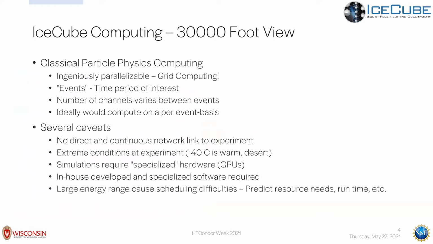So from a 30,000 foot view, this means that IceCube is mostly classical particle physics computing. This means it's pleasantly parallel, or embarrassingly parallel. There are these events, or time periods of interest. But the issue is that the number of channels varies between these various events. So ideally we would compute on a per event basis, but there are several caveats here that we need to understand.